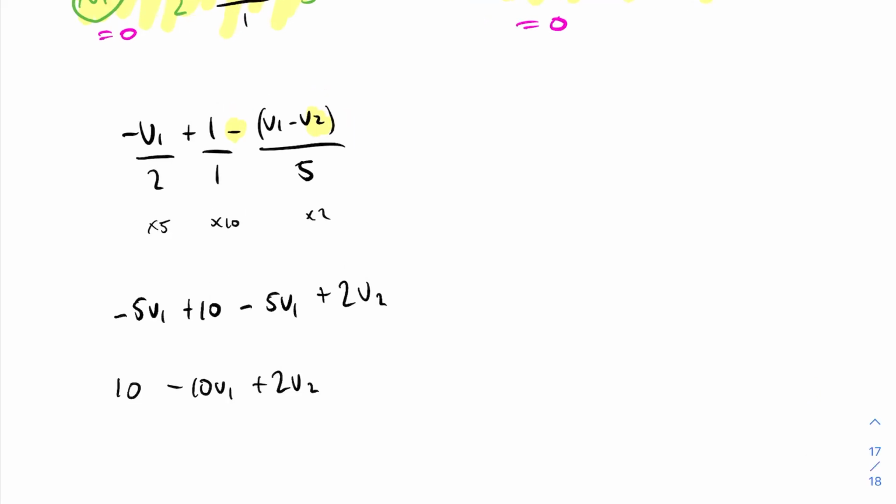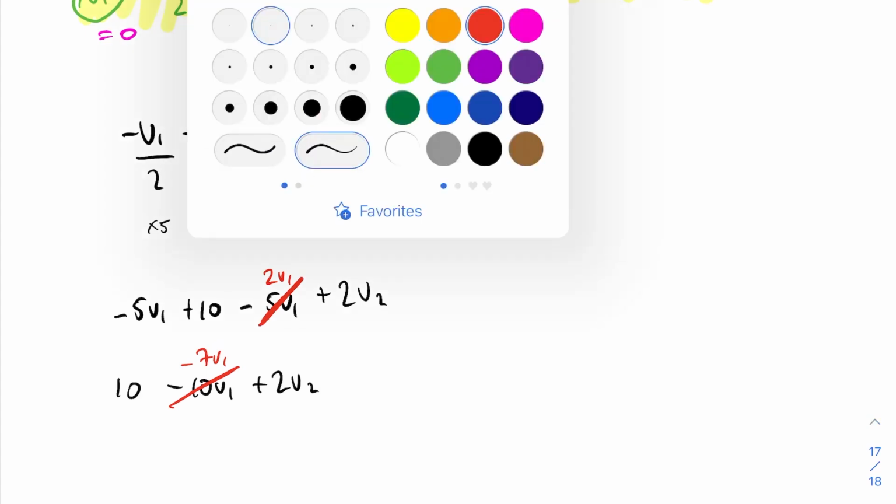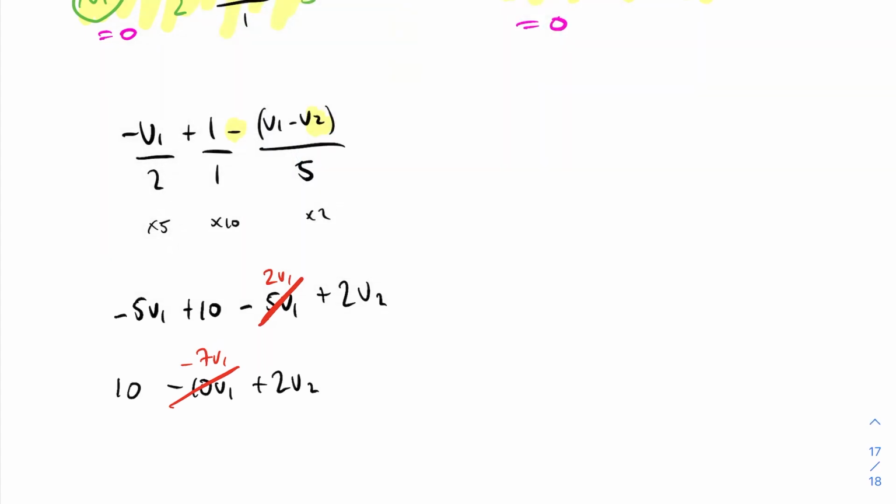Alright, so I was looking at this, I'm thinking to myself, what have I done wrong? But obviously here, if you have a look, not minus 5 v1, it should be minus 2 v1, because I'm timesing by 2, right? So 2 v1 there, and then that would make this bit here minus 7 v1. There we go. That's a lot better.